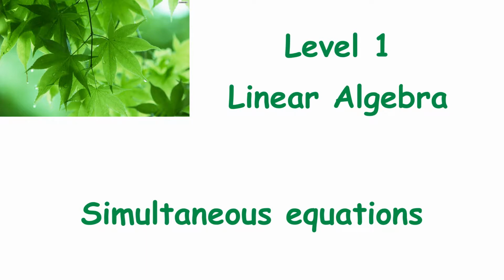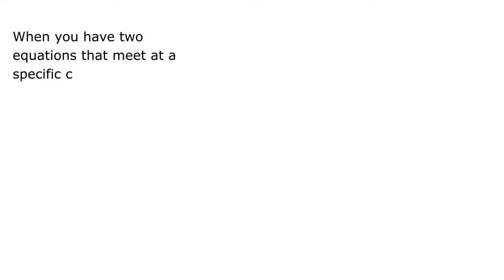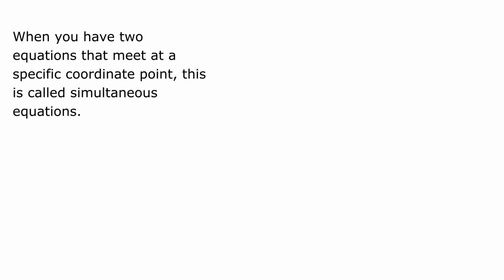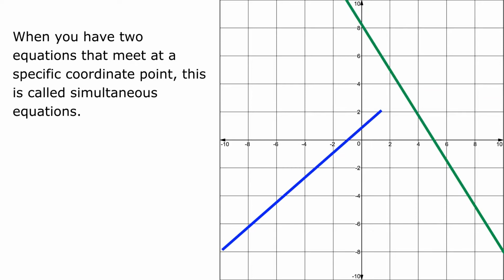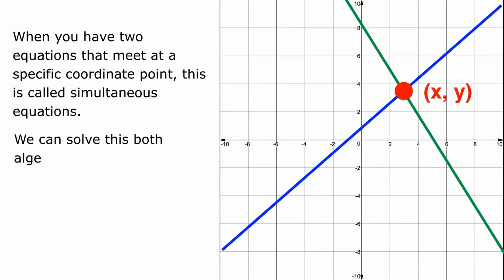Now we want to have a look at simultaneous equations. When we've got two equations that meet at a particular coordinate point, that's called simultaneous equations, and we want to be able to solve this. If we have a look at a grid here, I've got one line there and another line there, a green line and a blue line, and the point where they meet, that coordinate point x, y, is my solution. So I need to be able to solve that both algebraically and graphically.